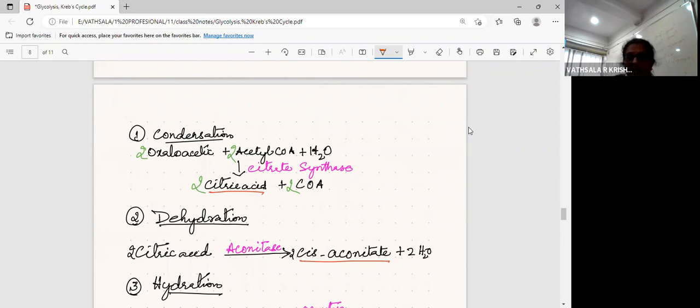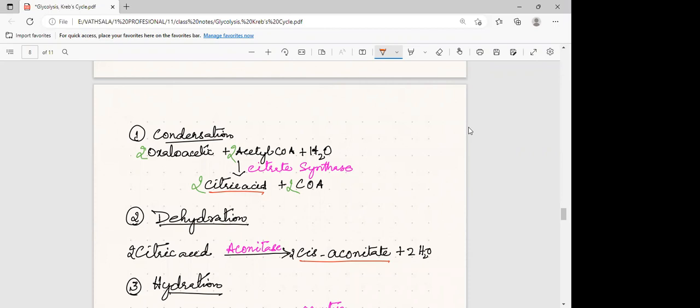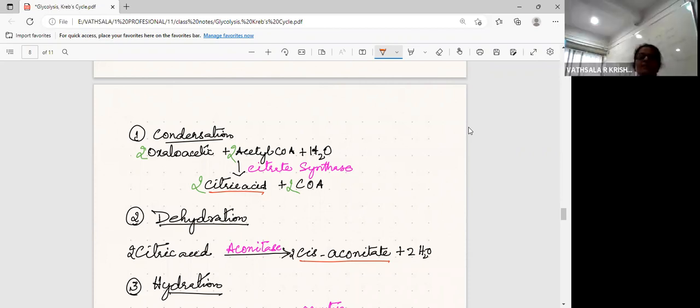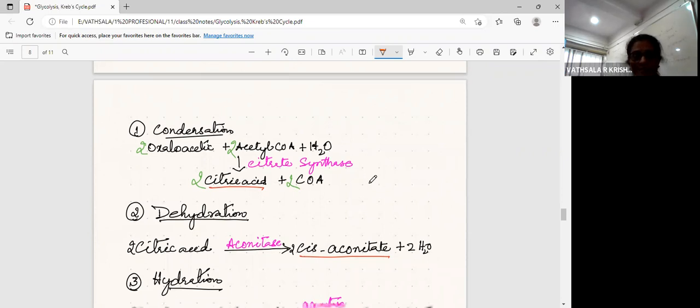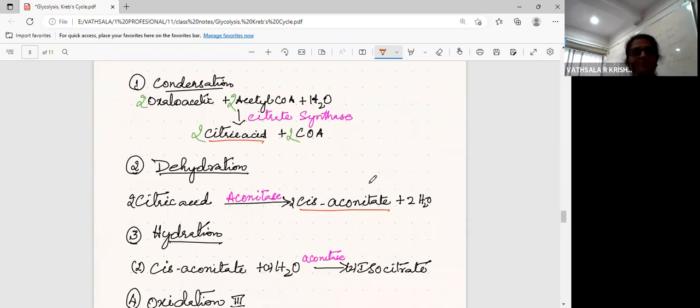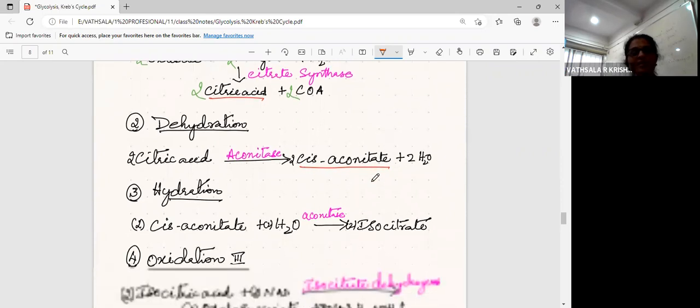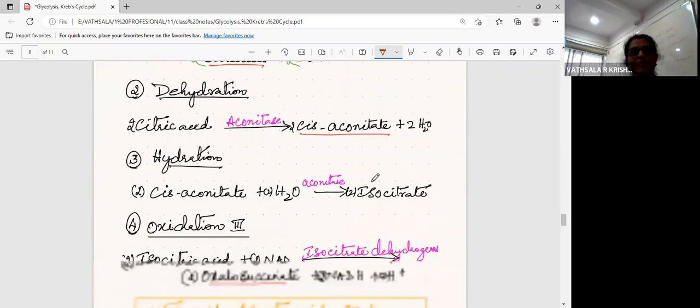Citric acid. Hence this cycle is called the citric acid cycle. Once the citric acid is formed, coenzyme A is released, and water is also added. So this particular reaction is citric acid synthesis. Synthase is the enzyme.